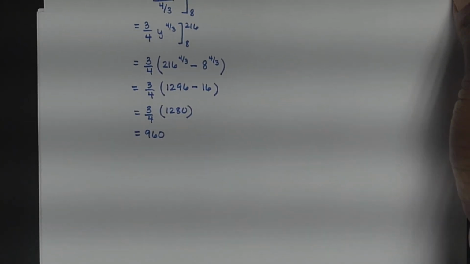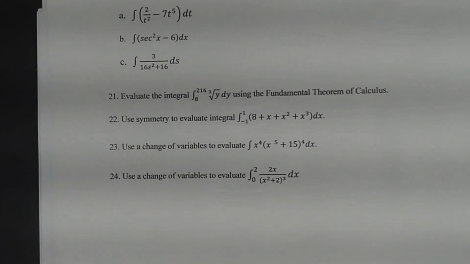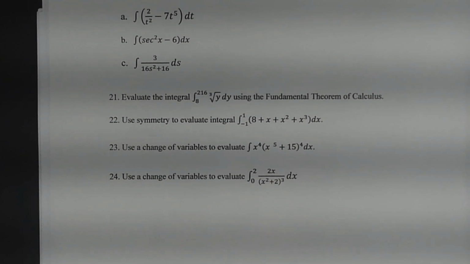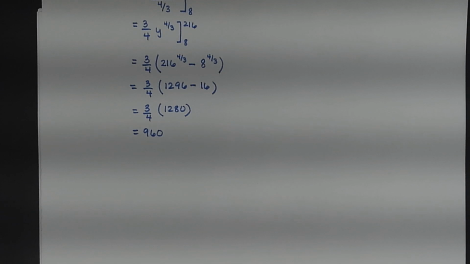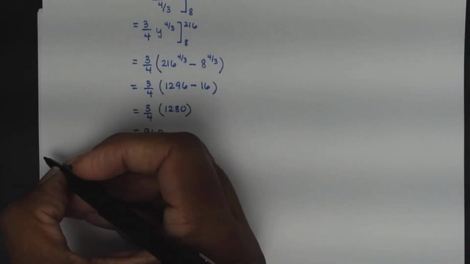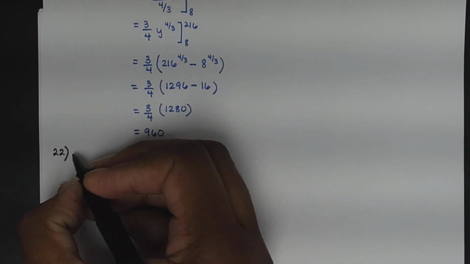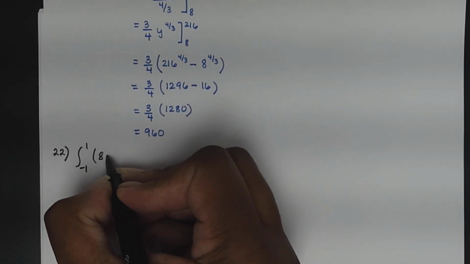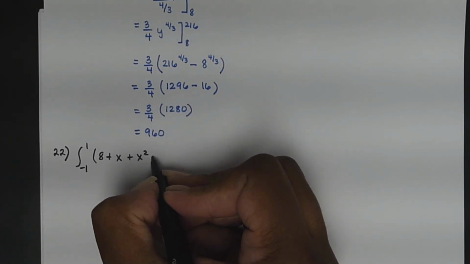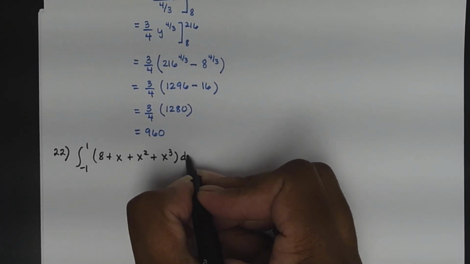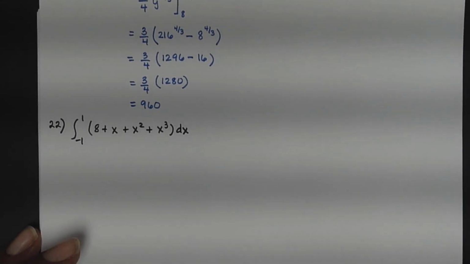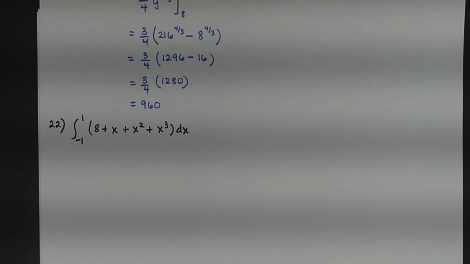Okay. All right, problem number 22 deals with symmetry to evaluate this integral from -1 to 1 of 8 plus x squared plus x cubed dx. You might have to refer back to section 5.4 for that video to find out what I'm talking about for symmetry.